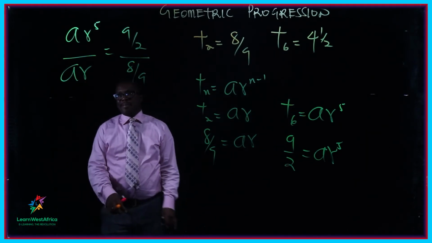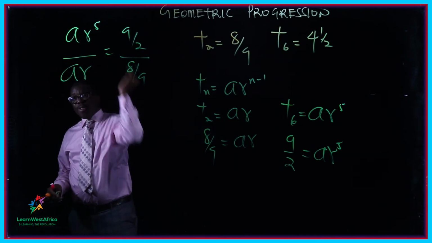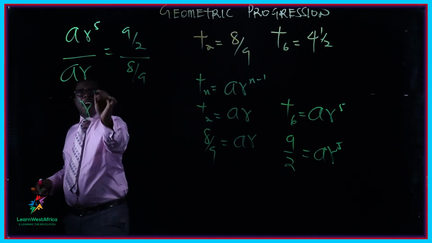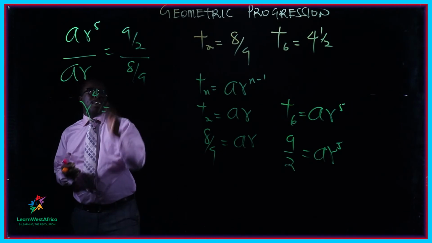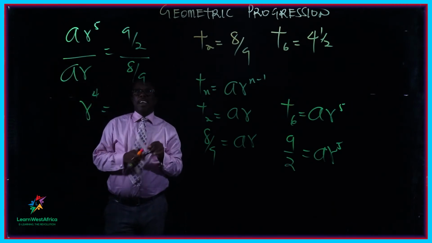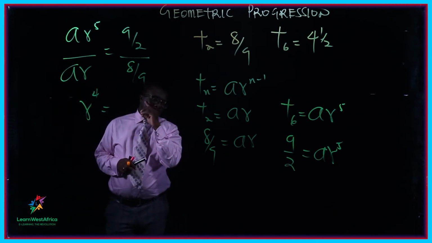So what happens? Obviously, our A's will cancel. We are going to have R raised to the power 4. And what do we get for that? 9 over 2 divided by 8 over 9. Can you work that out?